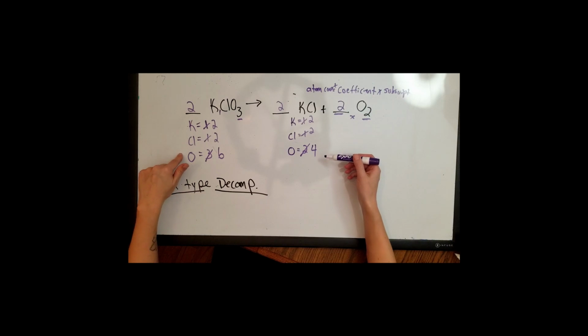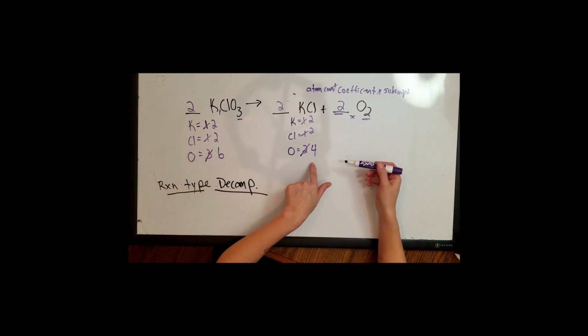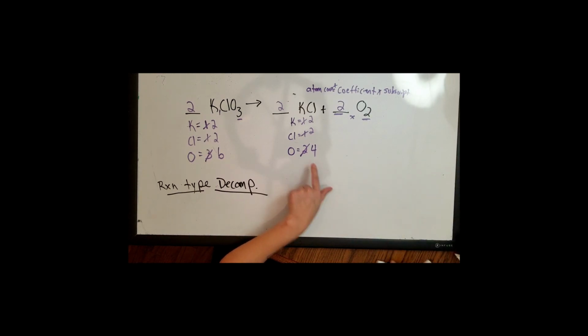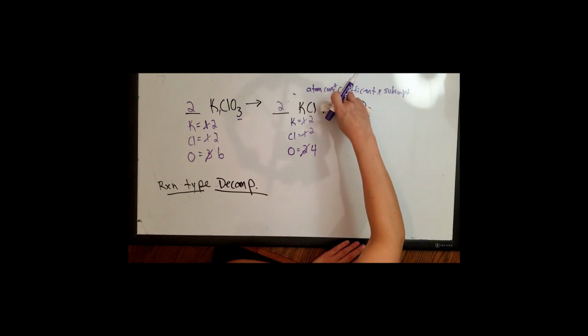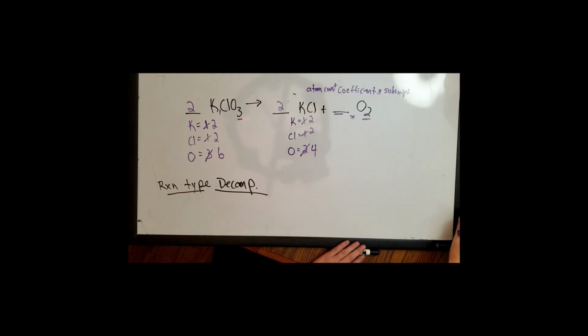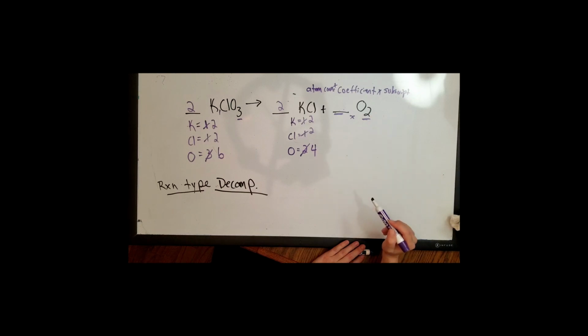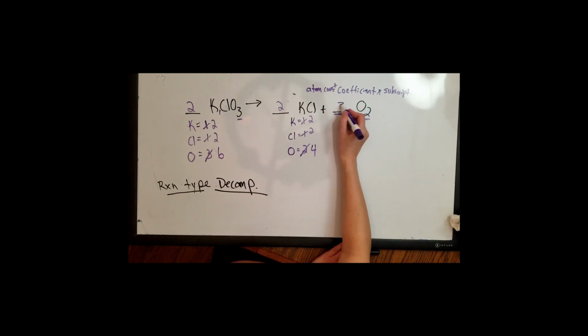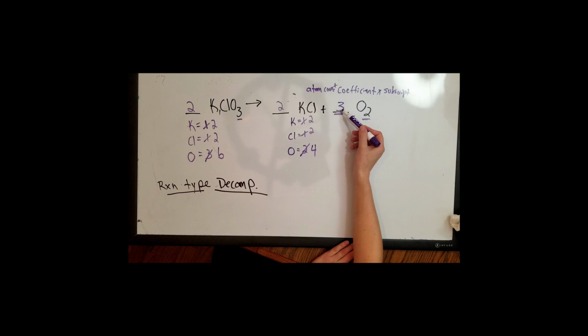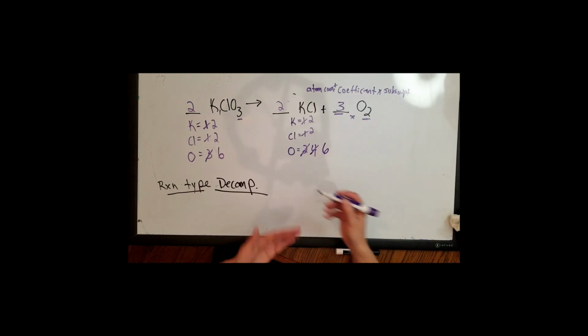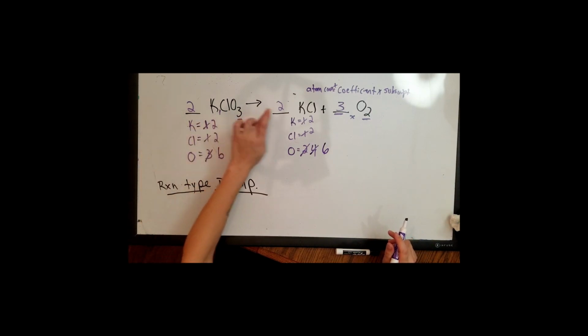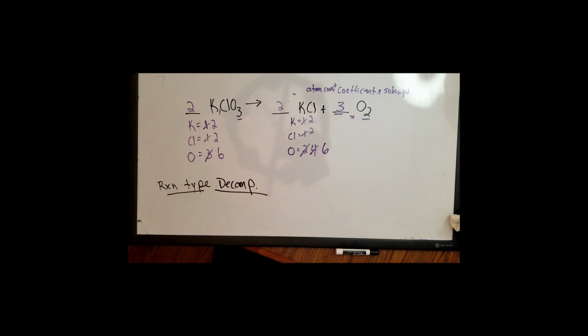So I have more oxygens on the reactant side. I need 6 oxygens on the product side for it to balance. So let me remove this coefficient. Now what number can I put there that will make me have 6 oxygens? A 3, because coefficient 3 times subscript 2, 3 times 2 is 6. Now it's balanced. So 2, 2, 3 is a balanced chemical equation for that decomposition reaction.